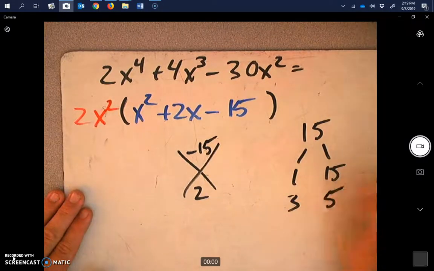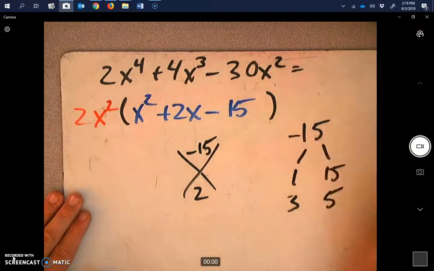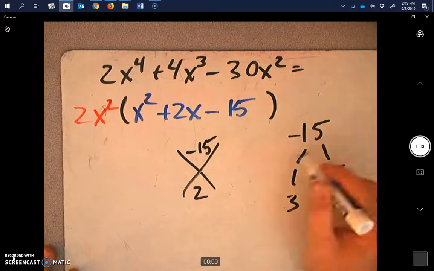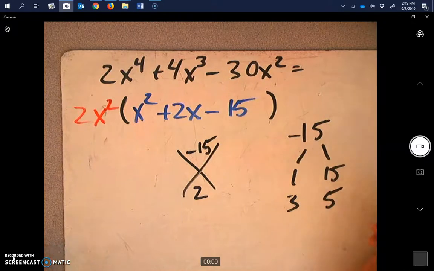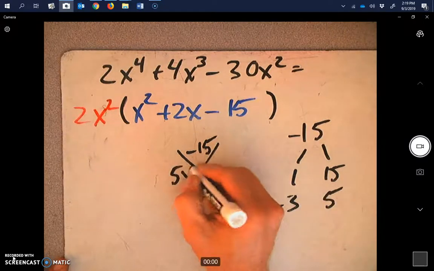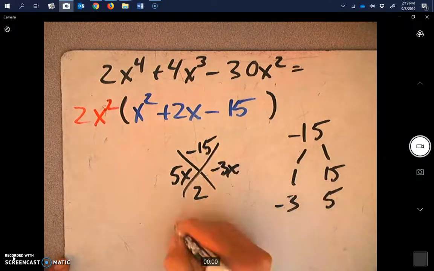So what are the factors of 15? 3 and 5. I know this is negative, right? So one of these will be negative and one will be positive. And which of these, if one's negative, one's positive, will add up to 2? Well, if we make that one negative, 5 plus negative 3 is 2. So 5x and negative 3x.